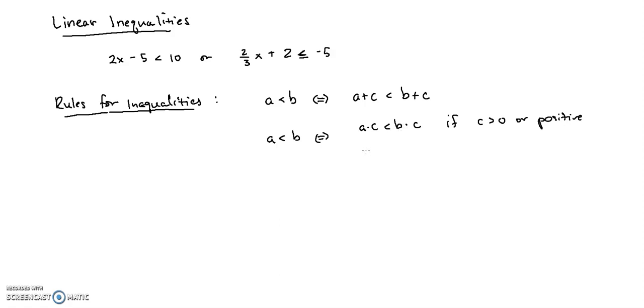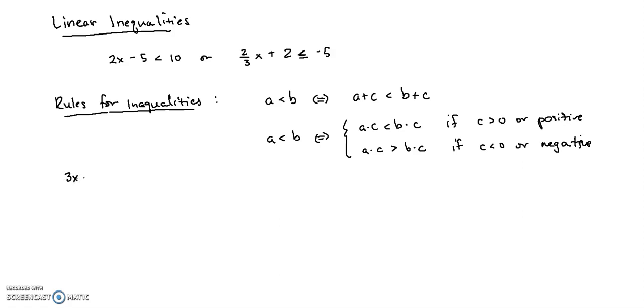Now, if we want to multiply or divide by a negative, that's going to flip the inequality. Okay, and we can't multiply or divide by 0 because that's going to mess up the inequality. So if you want to multiply or divide by a number on an inequality, it stays the same if it's positive, but the sign has to flip if it's a negative. That's going to reverse the inequality. Okay, so let's look at some examples.